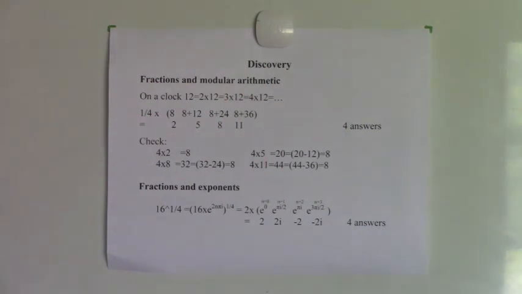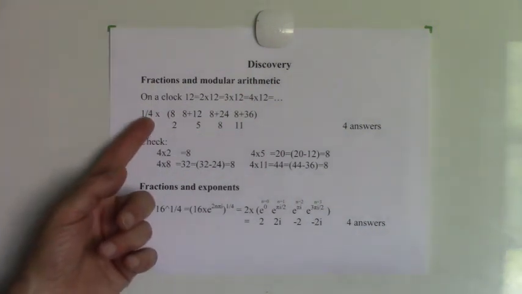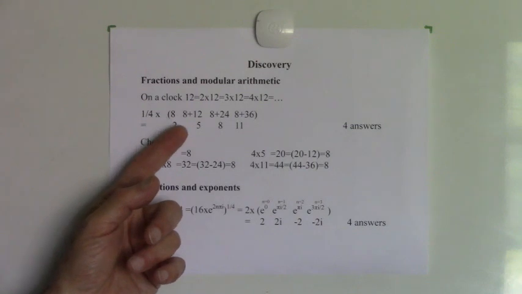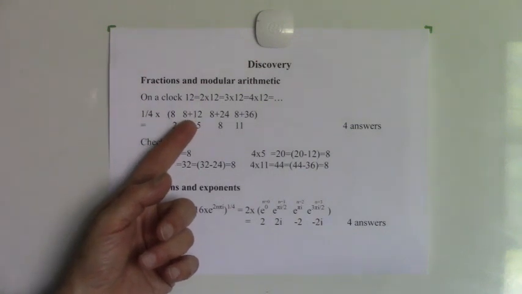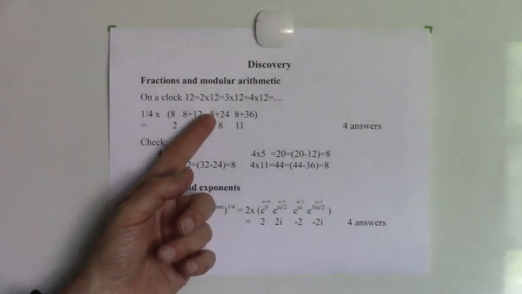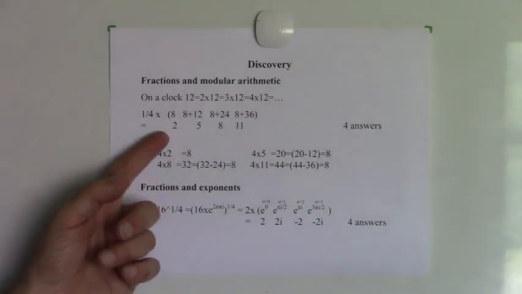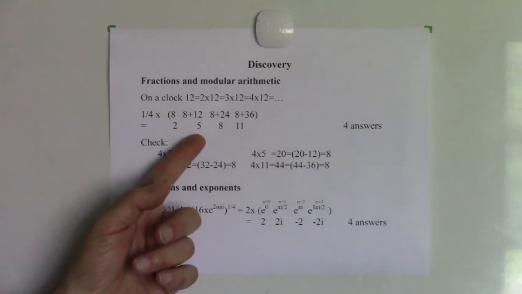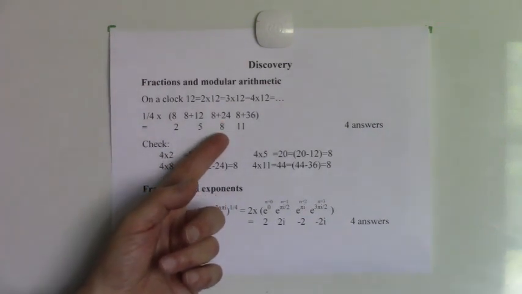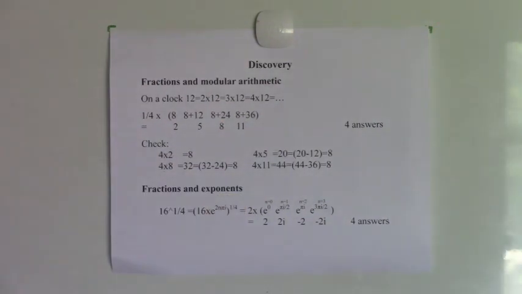So if I decide that I want to multiply 1/4 times 8, 8 around the clock once is the same, 8 around the clock twice is the same, 8 around the clock 3 times is the same. Okay, so 1/4 of 8 is 2, 1/4 of 20 is 5, 1/4 of 32 is 8, and 1/4 of 44 is 11. 4 answers. Not one answer, but 4 answers.